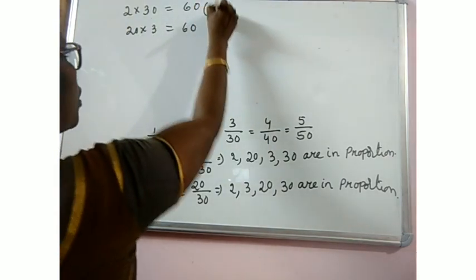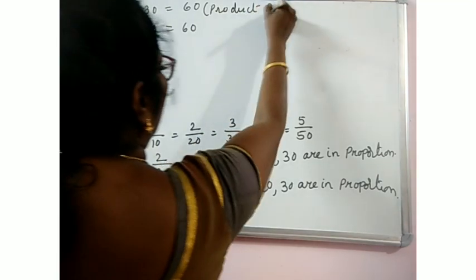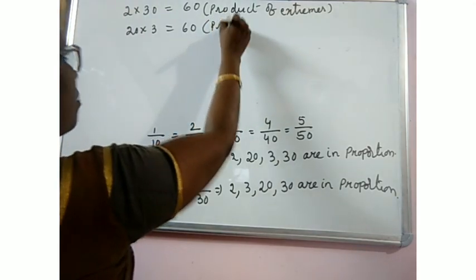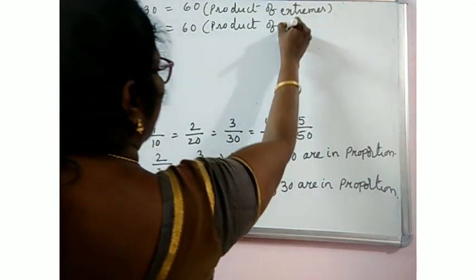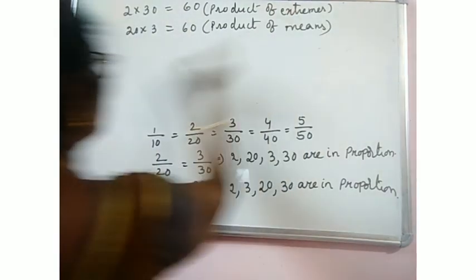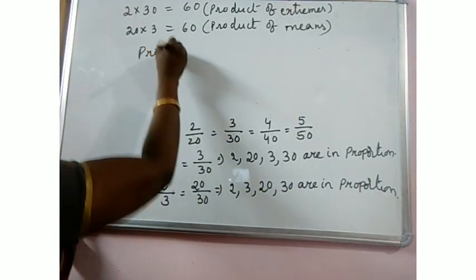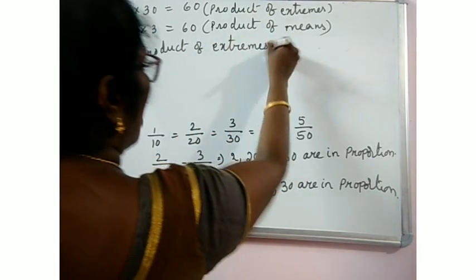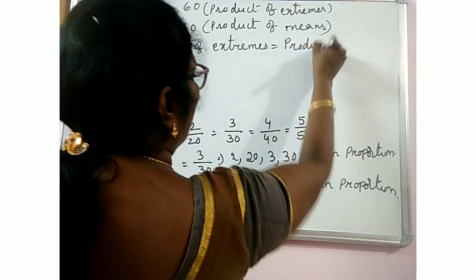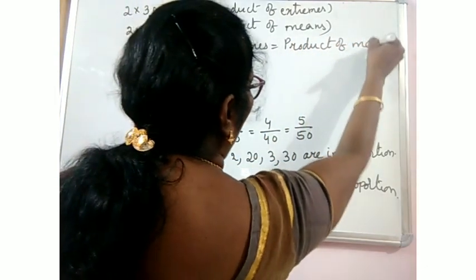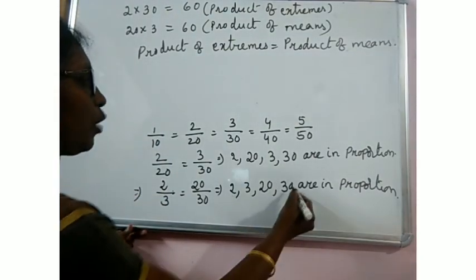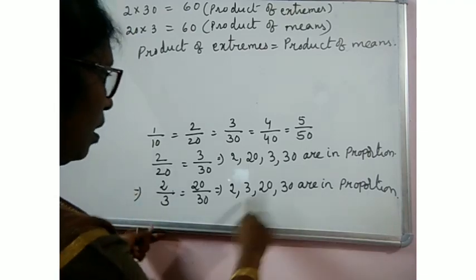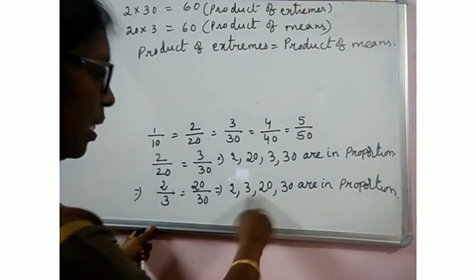So this is the product of extremes, and this is the product of means. You know that the product of extremes is equal to the product of means, yes or no? So in the second situation also, you can do the extremes product and means product. They will be the same. Let us check that too. Here also 2 into 30 is 60, 3 into 20 is 60. Same or not? 30 into 2, 3 into 20, just these two reversed.